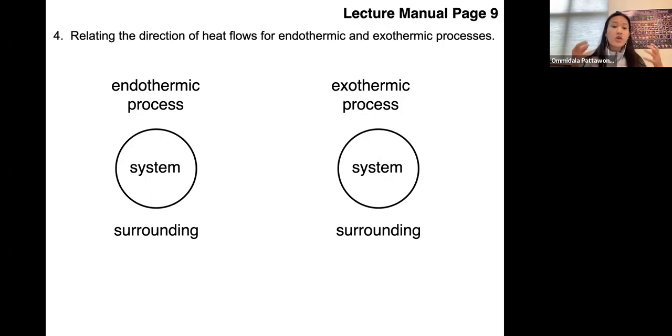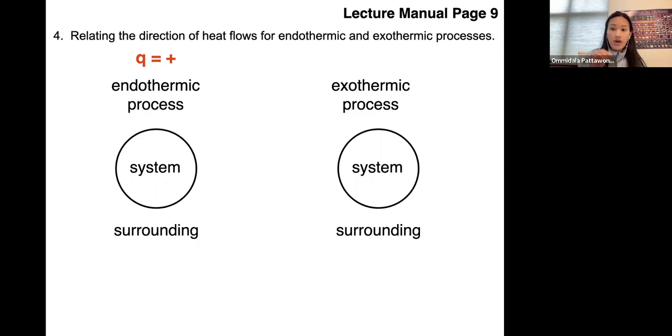If you're looking at endothermic, what would happen then? We are focusing on the system again. The endothermic process is the process that is absorbing heat. That means the system itself is the one that is absorbing heat. Absorbing from where? It's going to absorb from the surrounding.